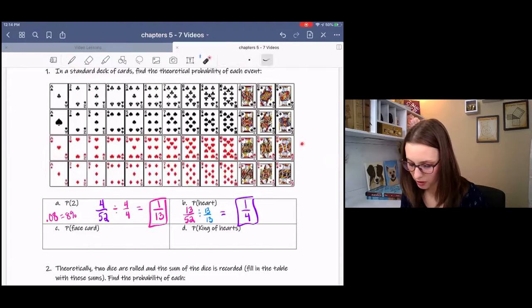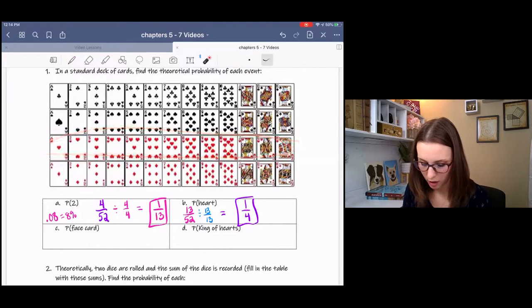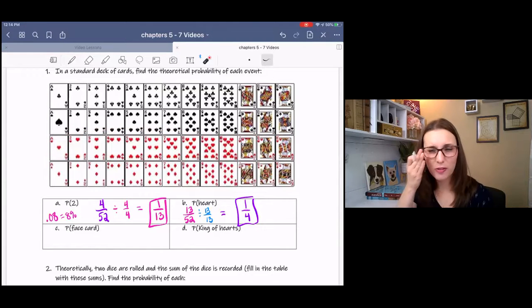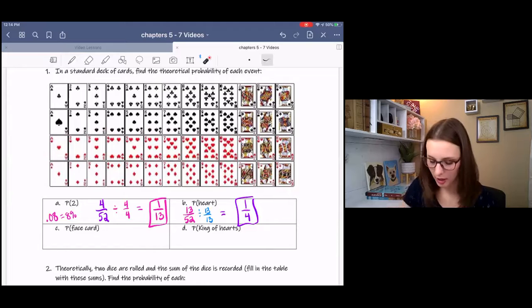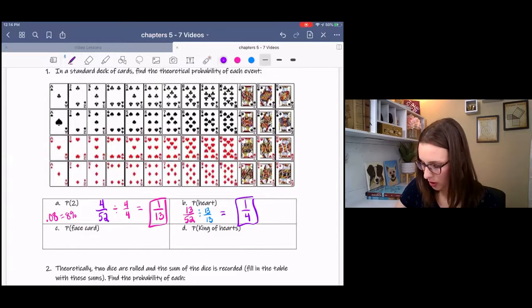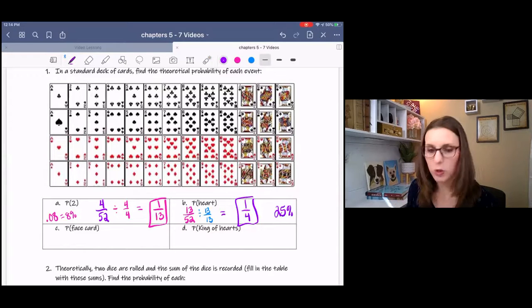The hearts represent one of the 4 different suits, I think it's called. I'm not very familiar with cards. I don't play cards a lot. And if you convert this to a percent, you should get 25%. So you have a 25% chance of drawing a heart from a standard deck of cards.